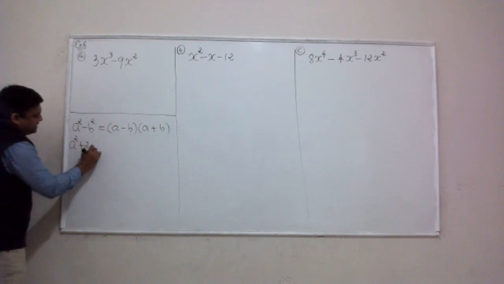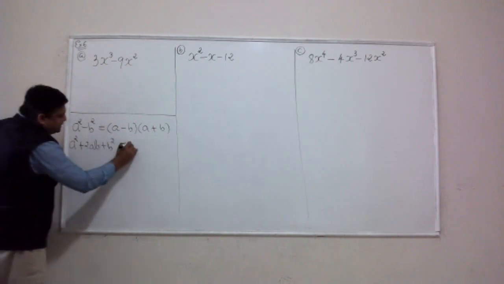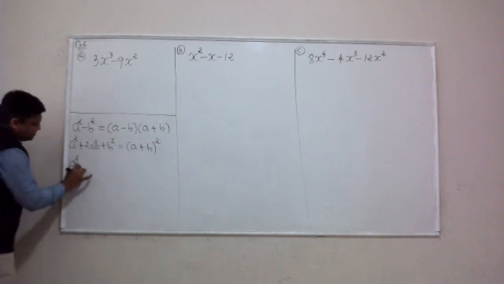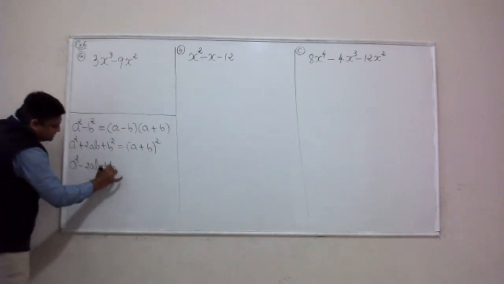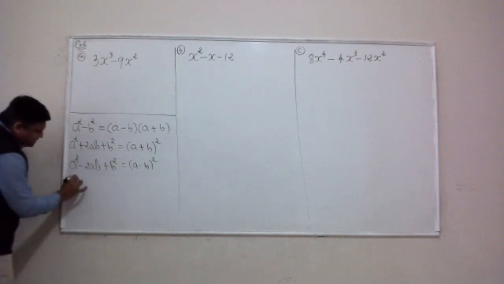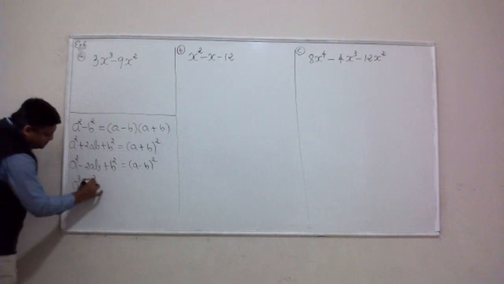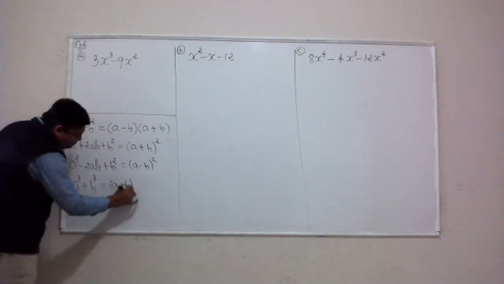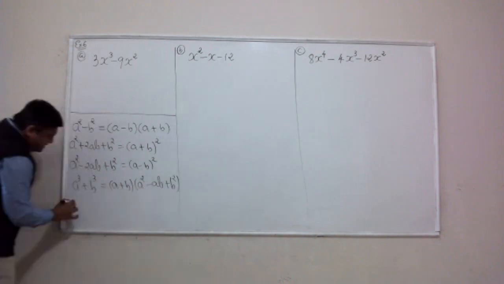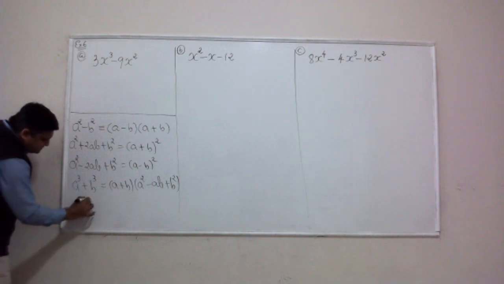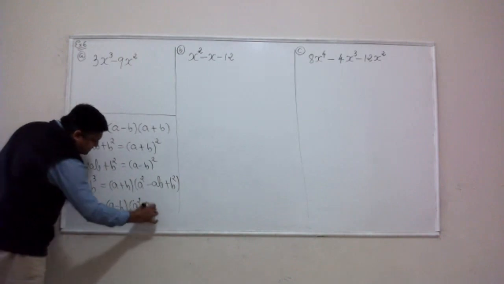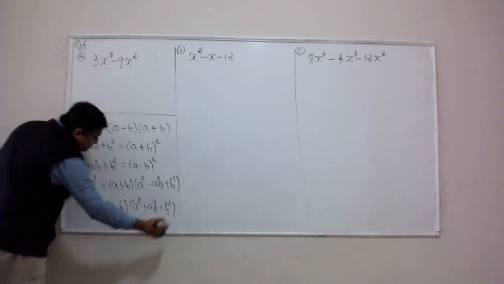a squared plus 2ab plus b squared is (a plus b) the whole squared. a squared minus 2ab plus b squared is (a minus b) the whole squared. a cubed plus b cubed is going to be (a plus b)(a squared minus ab plus b squared). And then a cubed minus b cubed is (a minus b)(a squared plus ab plus b squared).